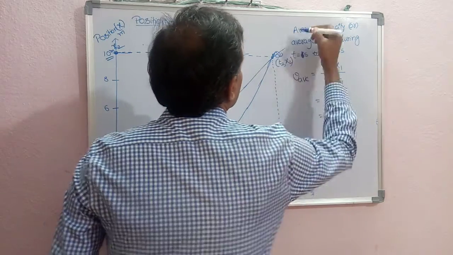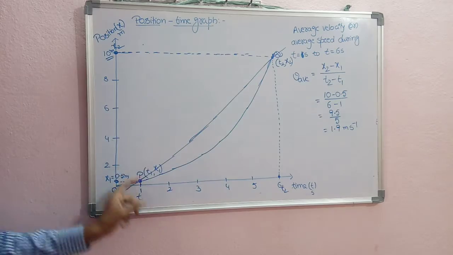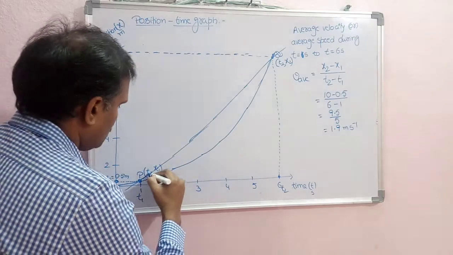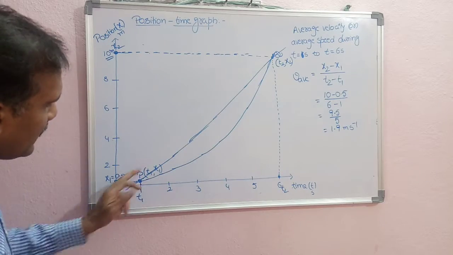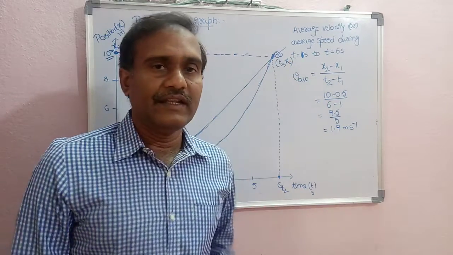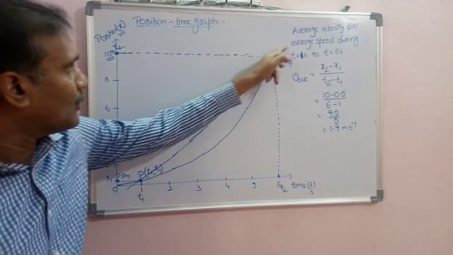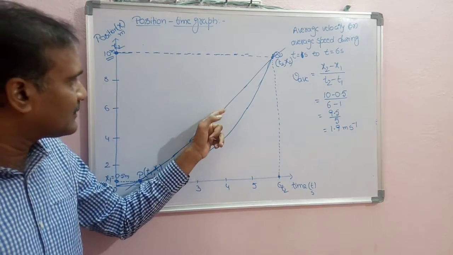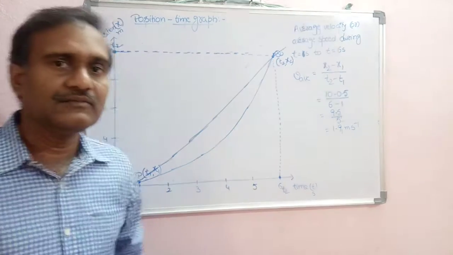With the help of this straight line, we join these 2 points P and Q. Now what are the coordinates of P? T1, x1. Coordinates of Q are T2, x2. Now, it is a straight line. By using these 2 points, this straight line was constructed.